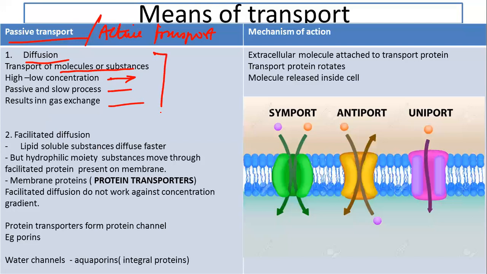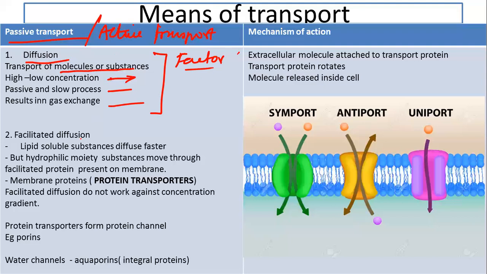Usually this diffusion will be affected. There is a concept of factors affecting diffusion. Concentration gradient will lead to a lack of diffusion. Permeability of the membrane will lead to a lack of diffusion. Temperature and pressure will also lead to a lack of diffusion. So these are all the factors which affect diffusion.